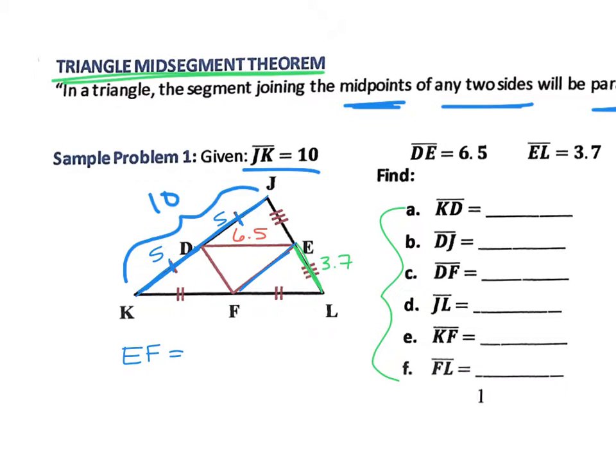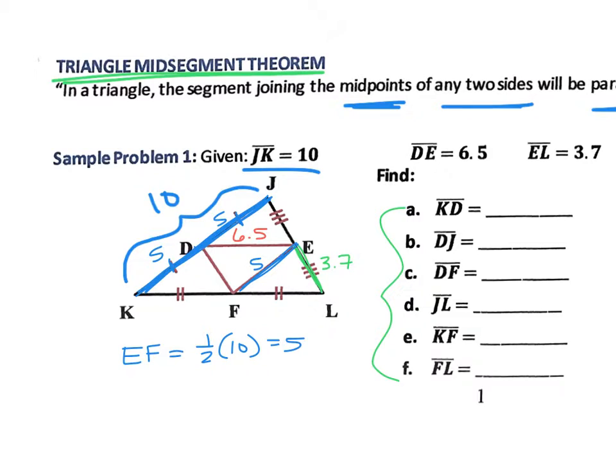EF would be the mid-segment, so it's got to be half of that length. That whole length over here is 10, so you're doing half of 10, or 5. Okay, so this length here is 5.